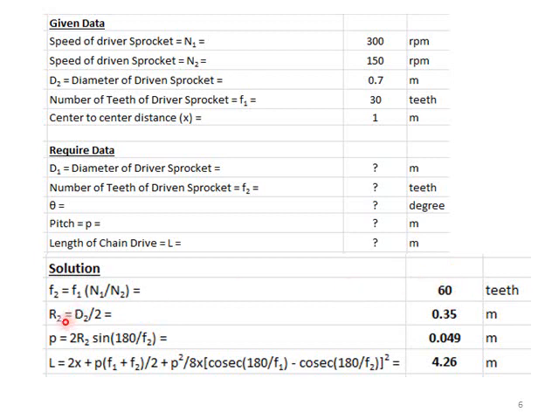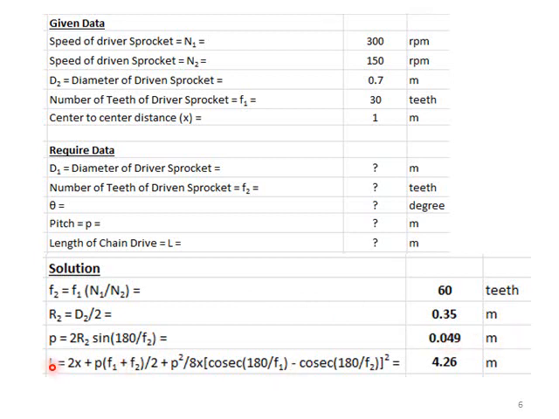The second thing is we have to find the pitch circle radius of driven sprocket, which is equal to half of the diameter of driven sprocket. So 0.7 divided by 2 is equal to 0.35 meter. The formula for pitch is equal to 2 into the pitch circle radius of driven sprocket into sine 180 by F2, and the answer will be 0.049 meter.